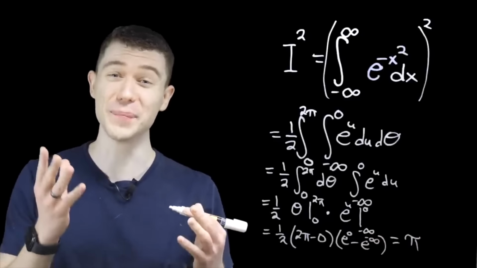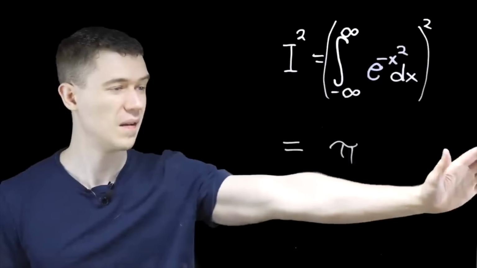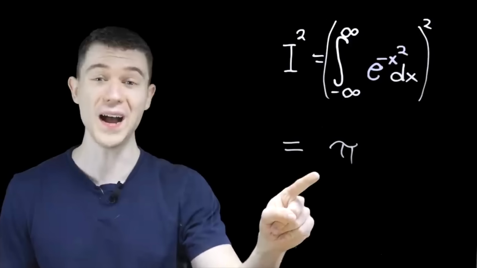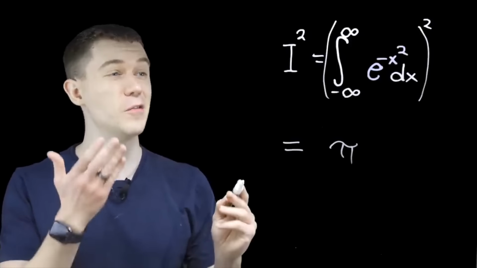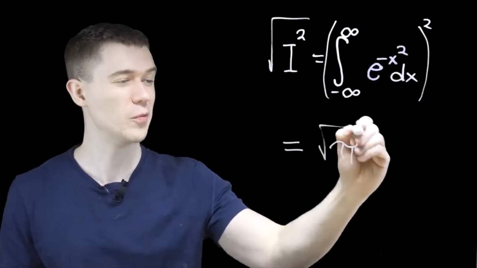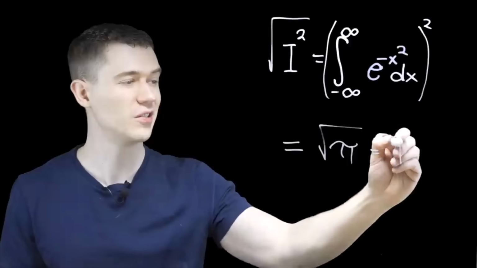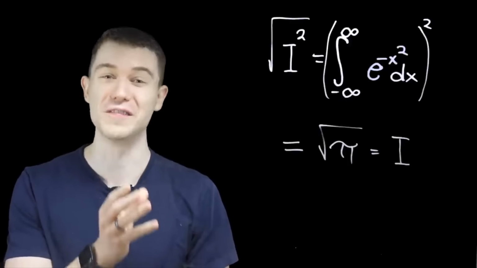Wow, did you expect a pi to fall out of here? And we're not quite done yet, because if this equals pi, this was the square of what we actually wanted. So really, if we take the square root of both sides, well, we'll get what we want. We'll get our original integral. Quite amazing that the area under that curve is square root of pi.